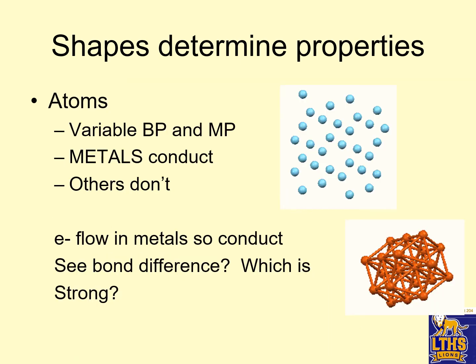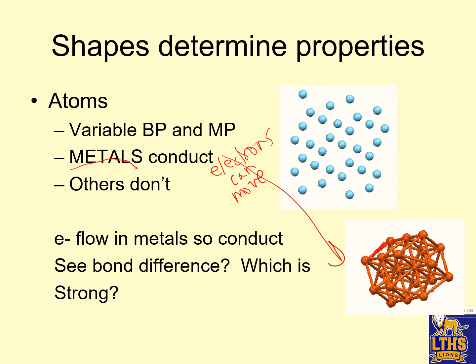Okay, atoms, it varies, right? They can have variable melting and boiling points. Atoms that are individual with no bonds in between are going to be gases. They could have a low boiling point and low melting point. But metals have high boiling points and melting points because of the strength of the bonds in between. And then metals conduct electricity because their electrons can still move.